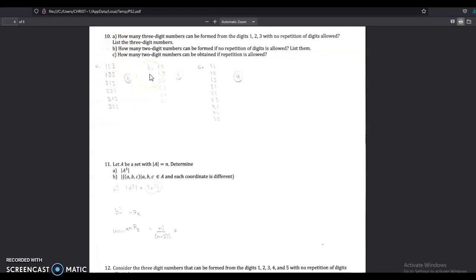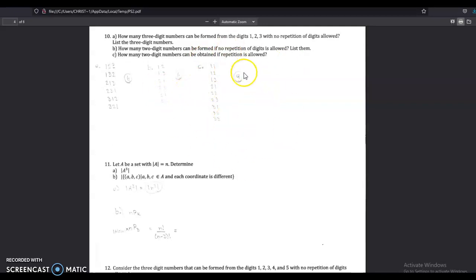For B, it's just asking for the 2 digits if no repetition is allowed. So same thing, you have 1, 2; 1, 3; 2, 1; 2, 3; 3, 1; 3, 2. That's 6. Now, how many can you obtain with repetition? So now we're just going to add to B: 1, 1; 2, 2; and 3, 3, so that's 9.